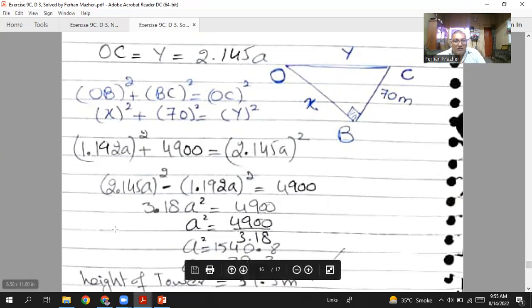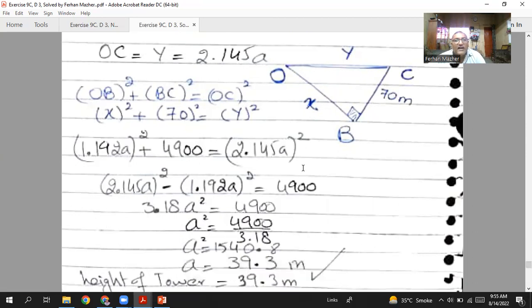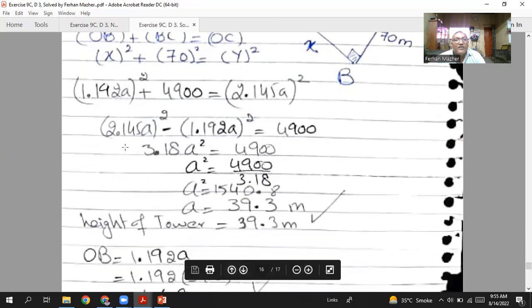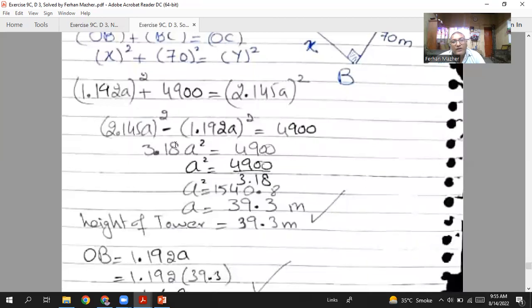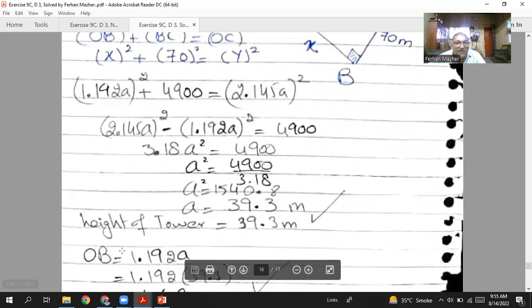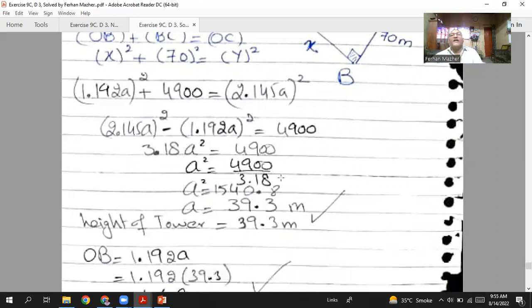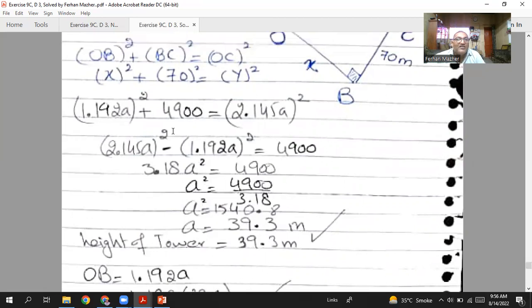So take this 4900 and take the other term to the other side. When you do 2.145 square minus 1.192 square, that will be 3.18 A square equals 4900. So A square will be equal to 4900 divided by 3.18. And we will have A square equals 1540.8. Then take the square root on both sides. So A will be equal to 39.3 meters. So the height of the tower is 39.3 meters. So this is how you will do this.